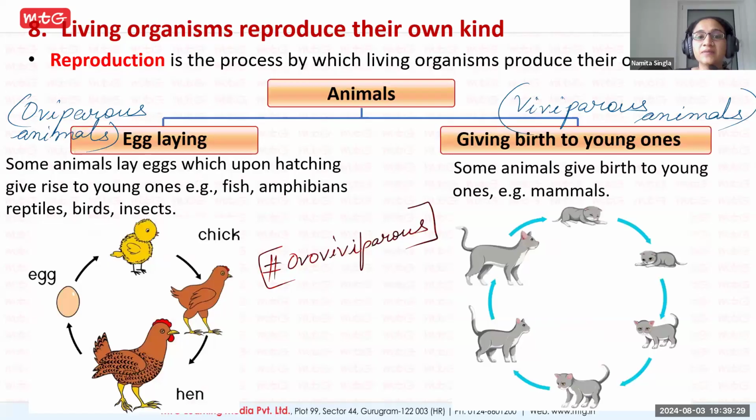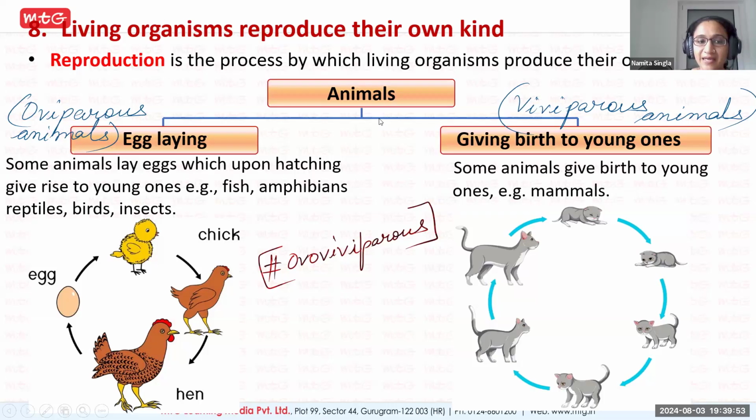And yes, living organisms reproduce their own kind. Own kind means the same species. Like human beings give birth to human beings. Dogs produce dogs. Butterflies produce butterflies. So living organisms always produce their own kind, and this process is called reproduction. Reproduction can be asexual, or sexual involving two parents. Different types of reproduction are there.